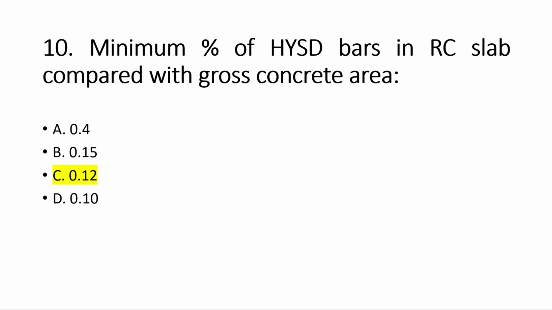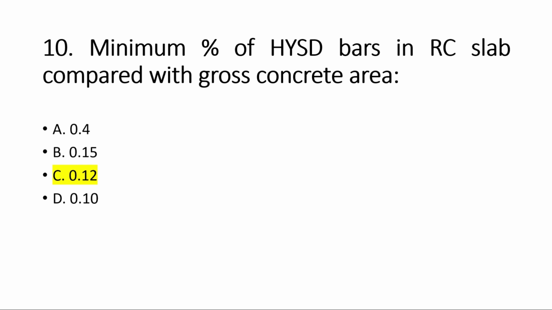The minimum percentage of HYSD bars in RC slab compared with gross concrete area. Okay, so we know the minimum percentage of HYSD bars is 0.12. HYSD bars are high yield strength deformed bars, and again from Indian Standard IS 456-2000, when HYSD bars are used, the minimum reinforcement in slab is 0.12%. So option C is correct.